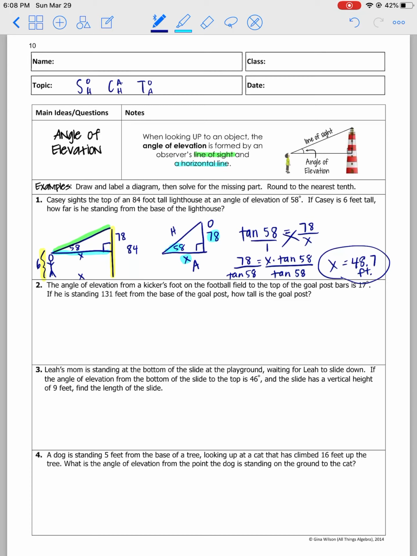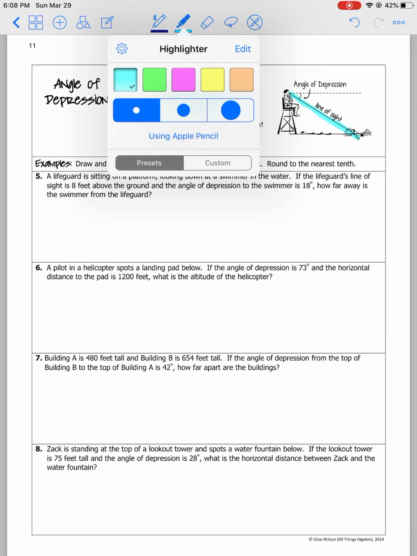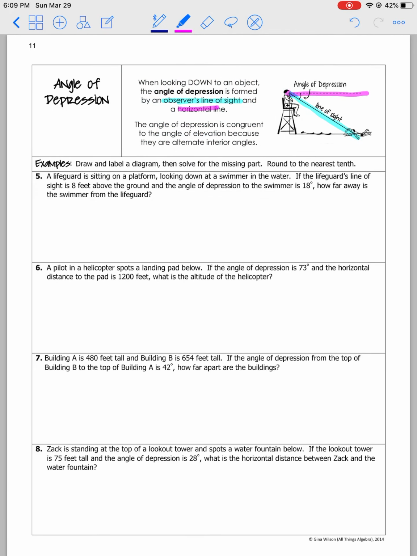I want you all to complete these questions. You can pause it, do them now, and then move on to angles of depression, or you can do them after. So angle of depression, literally the same thing, except instead of looking up, you're looking down. It's formed by an observer's line of sight and a horizontal line. You're looking down, so your line of sight is downward facing.